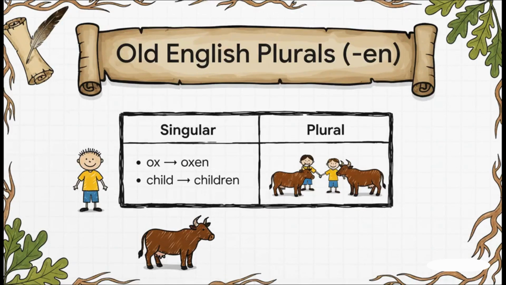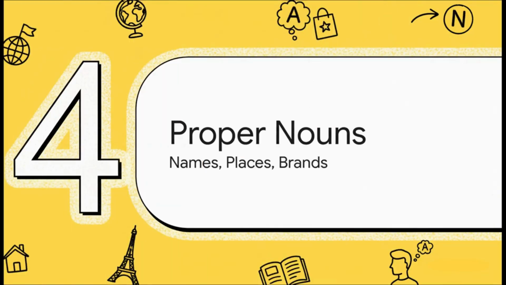And finally, we've got these really rare gems. Just a tiny handful of words still make their plural with an -en at the end. This is another direct link to Old English. We say children, not childs, and oxen, not oxes. It's not common at all, but it's a really powerful reminder of just how deep the roots of the English language go. All right, let's shift gears a little bit.